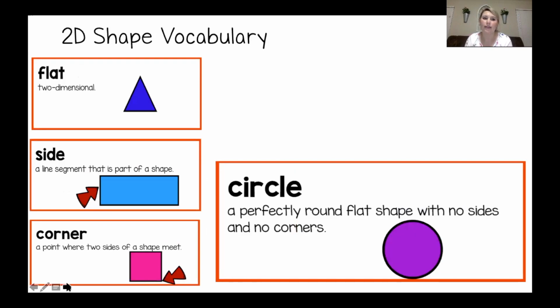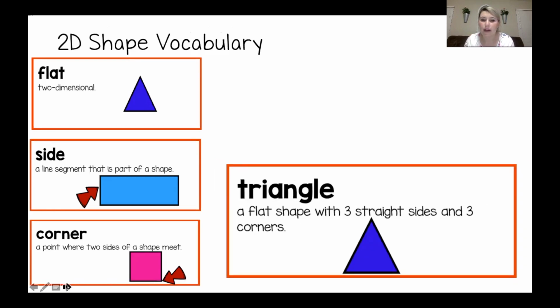All right, let's learn some more 2D shape vocabulary. Right now we're going to learn the circle. A circle is a perfectly round, flat shape with no sides and no corners. This is a triangle. A triangle is a flat shape or 2D shape with 3 straight sides and 3 corners. So we can see the sides, 1, 2, 3, and we can also see the corners, 1, 2, 3.